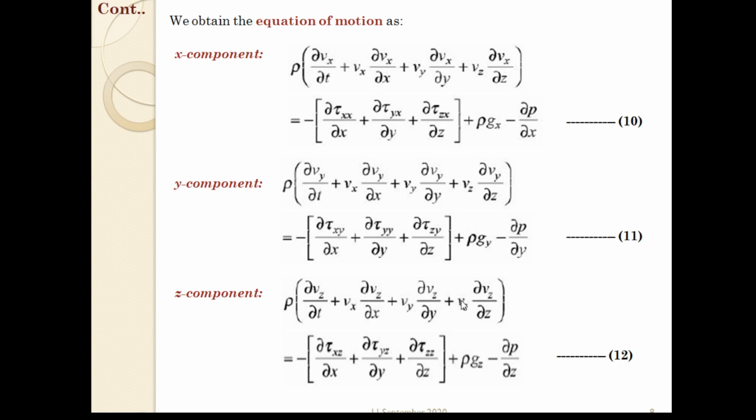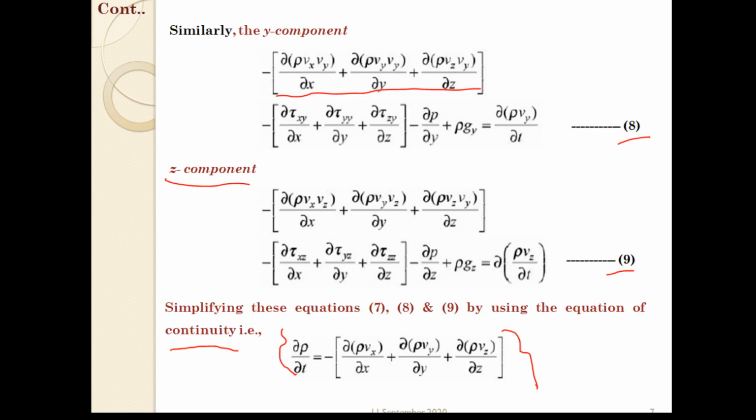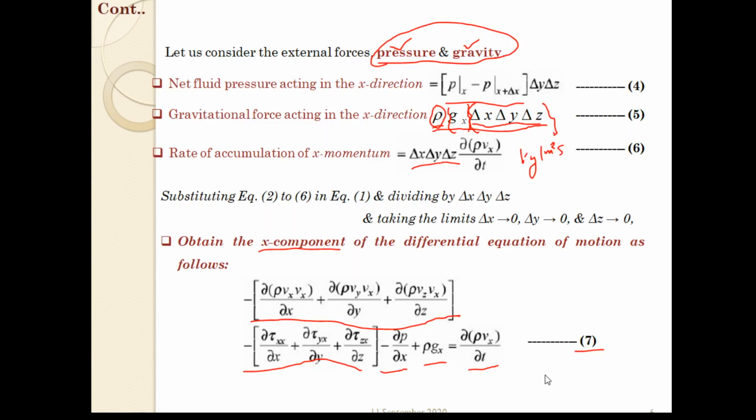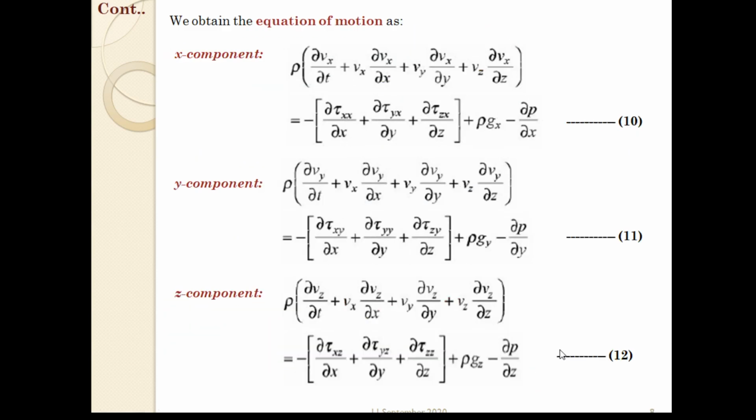So in the previous case we had the x, y and z components of the differential equation, and by using the equation of continuity, del rho del t, which is here, and after simplifying it, we got the x component, y component and z component of the equation of motion.